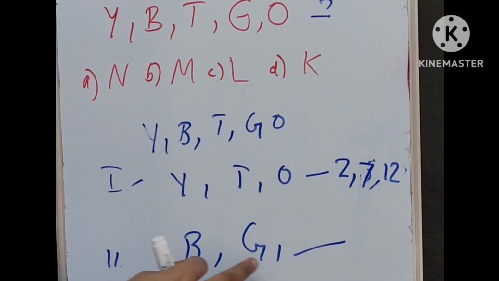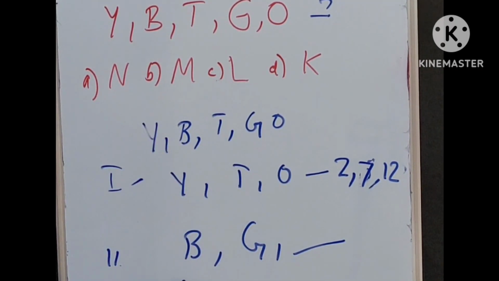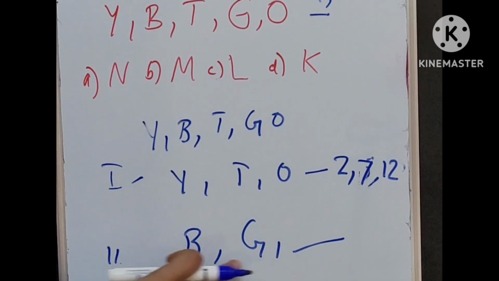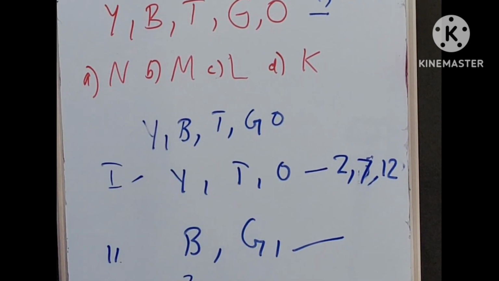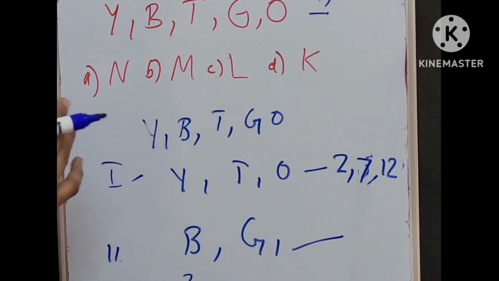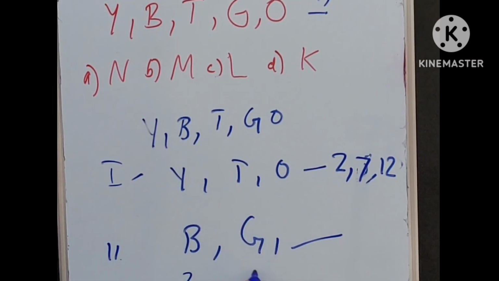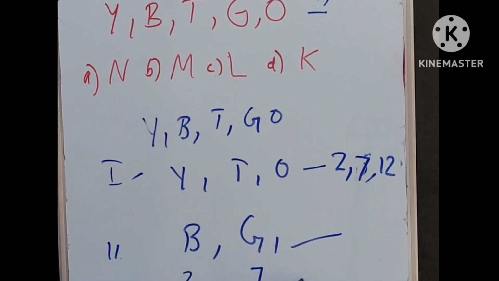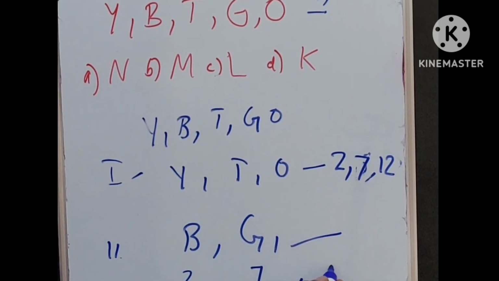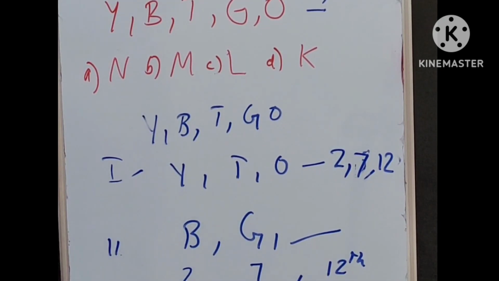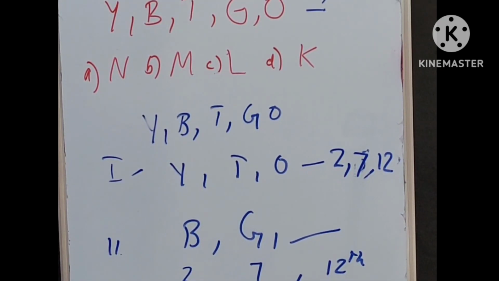And B, G: B is the second letter from the beginning of the English alphabet. And G also from the beginning. That is A, B, C, D, E, F, G. It's the seventh letter. So the next will be the 12th letter from the beginning of the English alphabet. That is L.